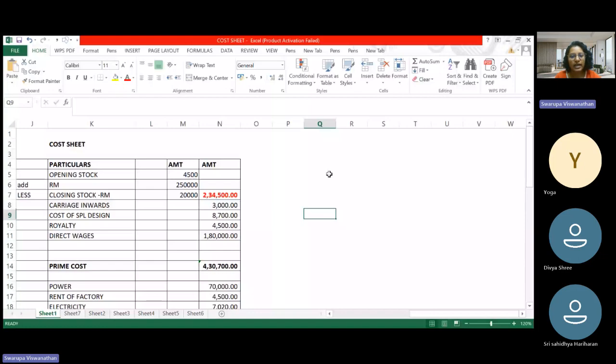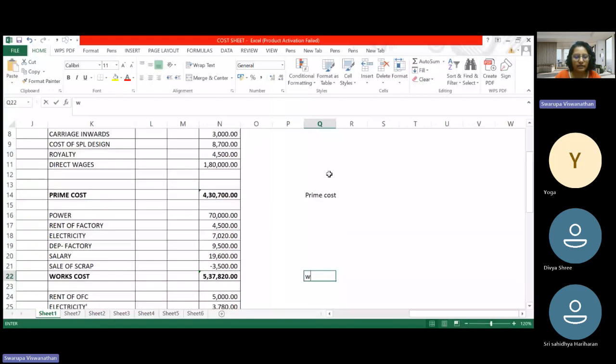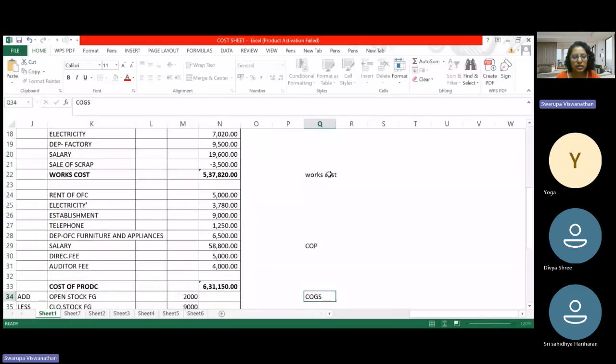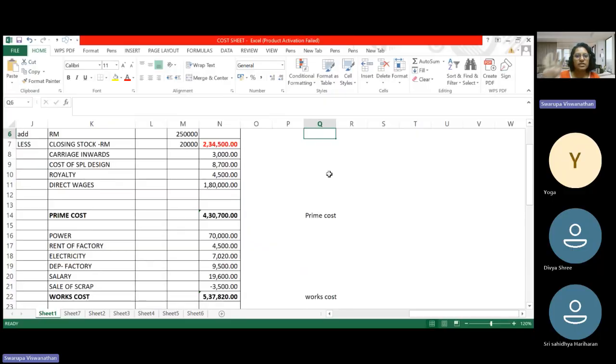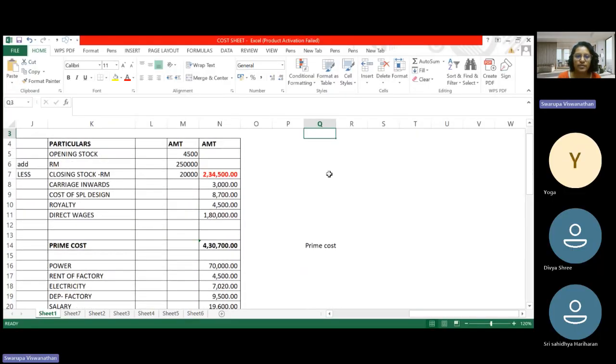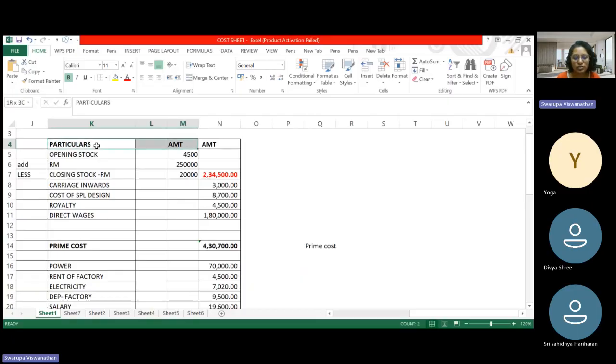Prime cost, then give a gap, then arrive at works cost, then give a gap. Cost of production, cost of goods sold, and profit and sale. First, in your answer paper itself, you can mention all these basic costs so that you don't miss out on anything. You don't miss out on a particular component in the cost sheet.